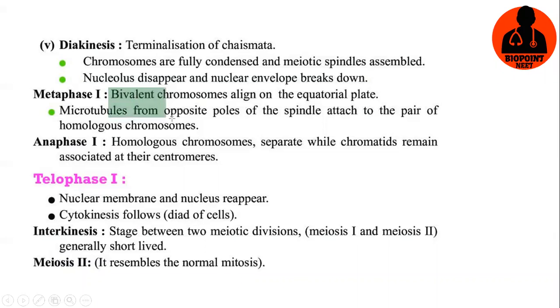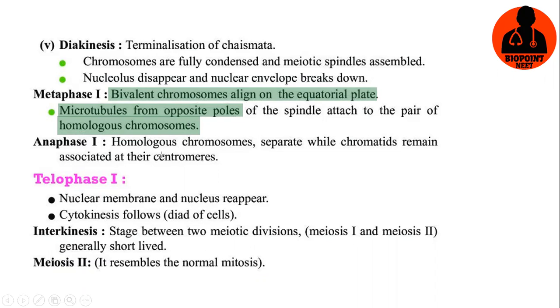Metaphase 1. Bivalent chromosomes align at the equatorial plate. Microtubules from opposite poles of the spindle attach to the pair of homologous chromosomes. Is that clear?